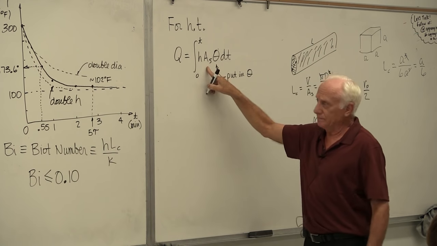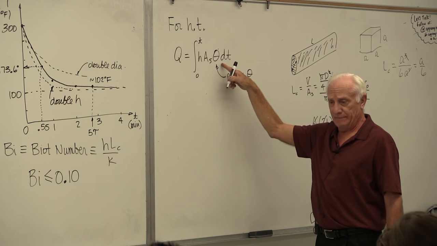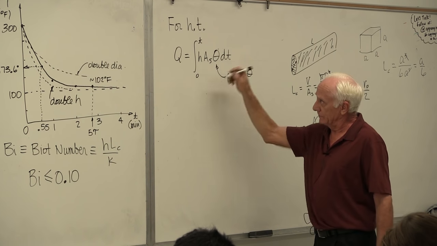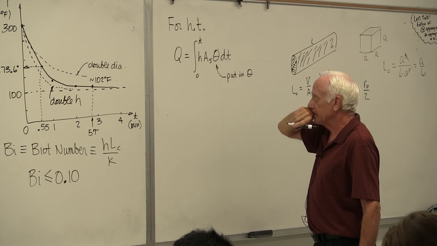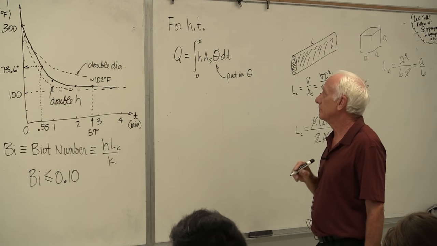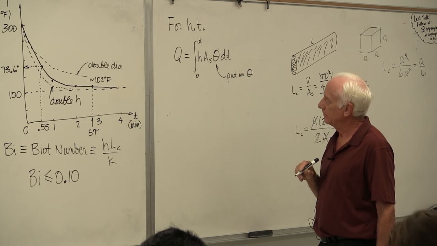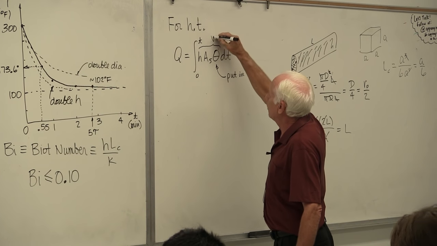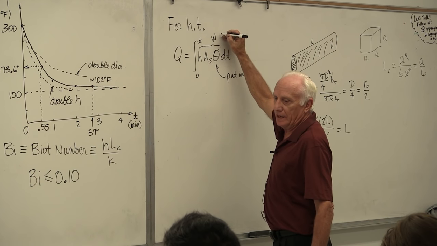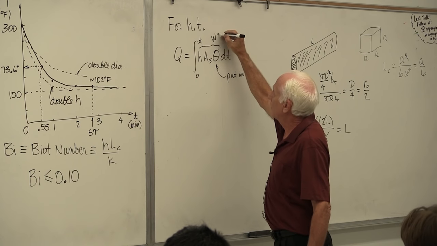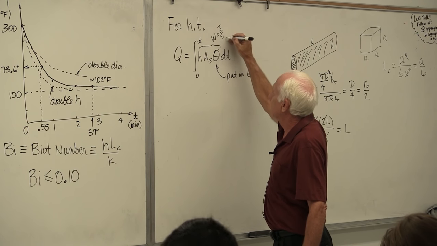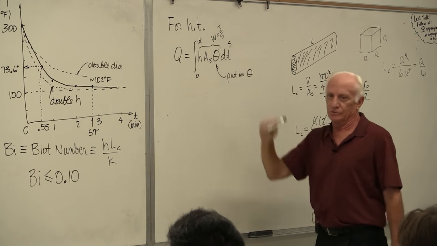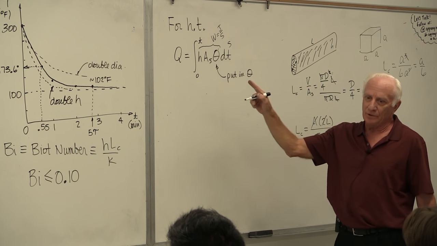This is convection, of course: h A (T minus T infinity), integrated over a time interval from 0 to t. This guy right here is in watts, h A delta T. What's a watt? A joule per second. Multiply that by time in seconds, and what do you get? You get joules. That's why it's a capital Q.